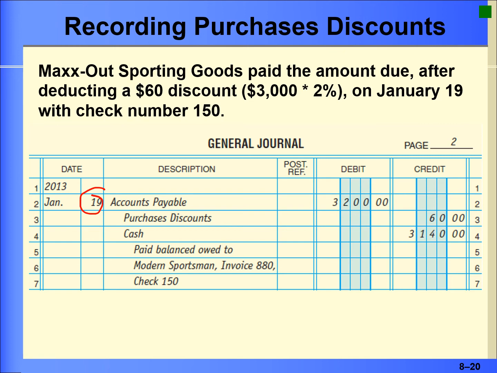So $3,000 was the cost of the merchandise. So if you take the $3,000 and you multiply that by 2%, you get a $60 discount. So notice that gets put into this account called purchase discounts, a credit. You still debit AP for the $3,200, and whatever's left over, in this case it was $3,140, is basically your cash payment on the invoice. But remember, the discount is only taken on the merchandise. The discount is not taken on the freight.